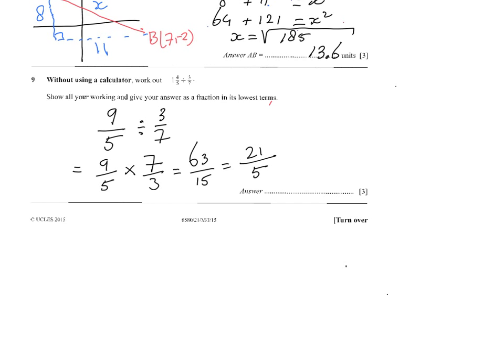21 over 5, top heavy. Give it as a mixed number. Always looks a little bit better. 4 and 1 over 5. Good. That was that. Moving on to the next question. I'll see you there.